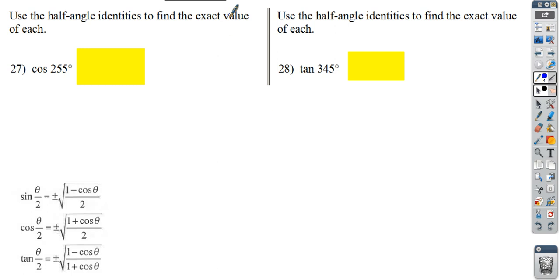Alright, so we will pick up with the rest of 13.4. This is also using half angle identities. The difference now is that they actually give us the angle. They weren't giving us the angle before. So for this first one, we're using cosine.